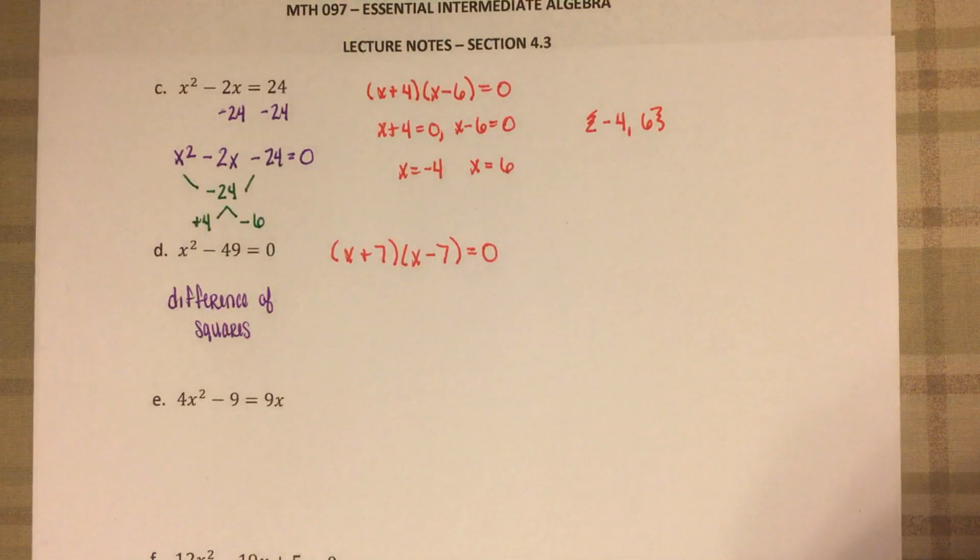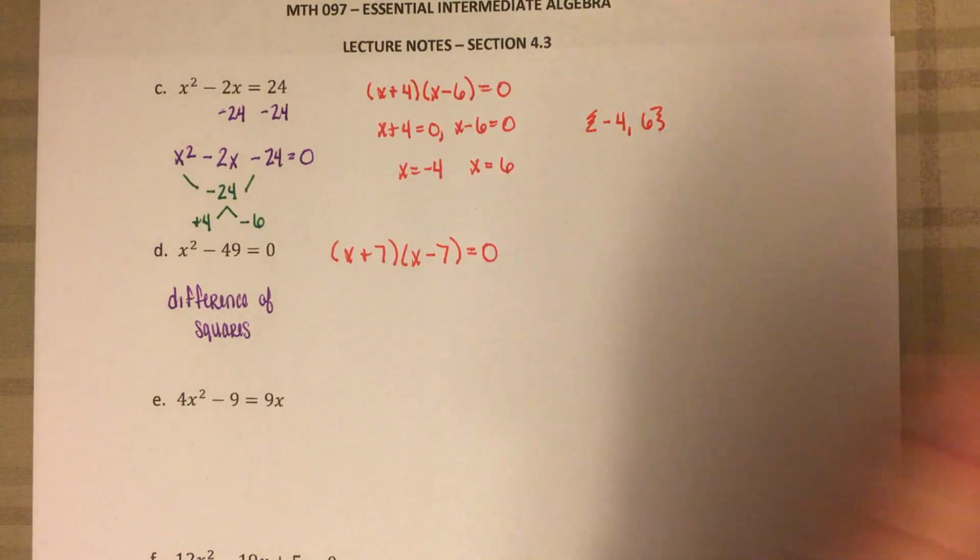So in order to get x squared, we take x times x. In order to get a negative 49, we take a positive 7 times negative 7. If we were to multiply these out, our middle numbers cancel, right, which is why we only have two pieces or a binomial set equal to 0.